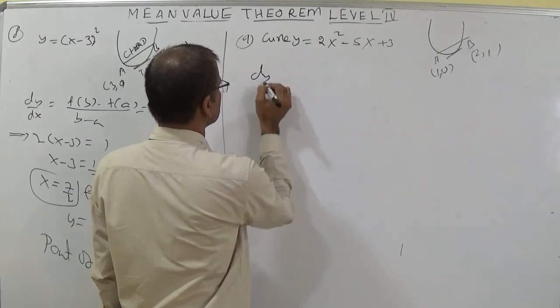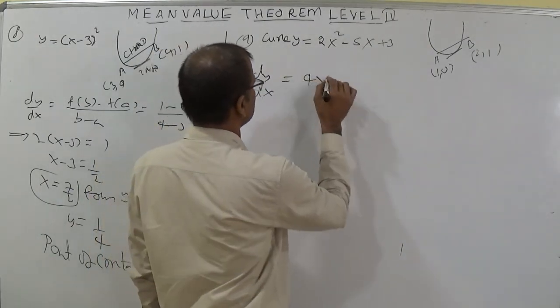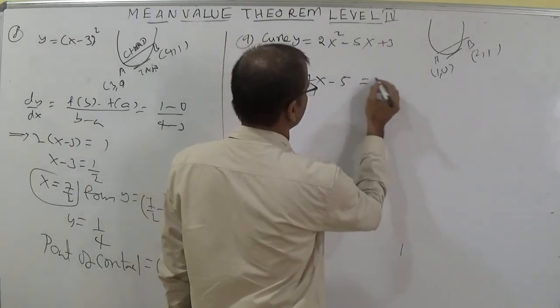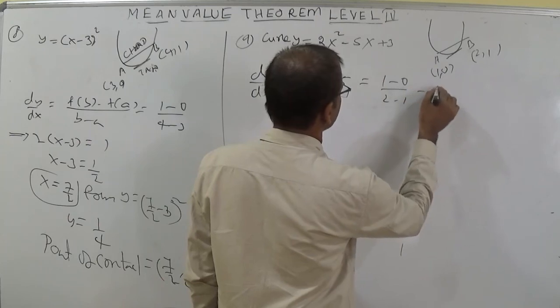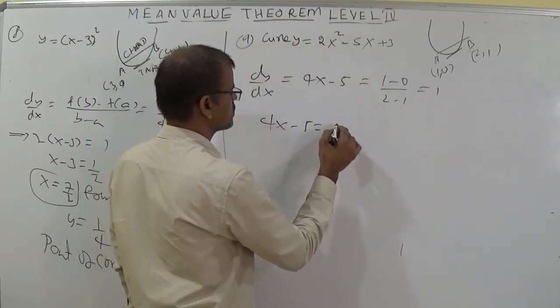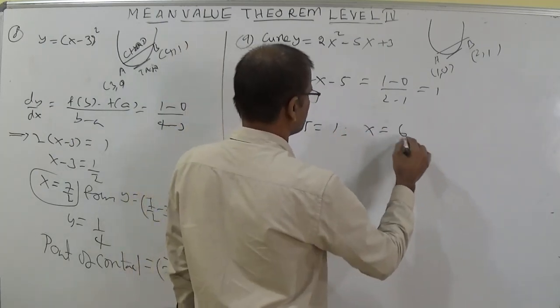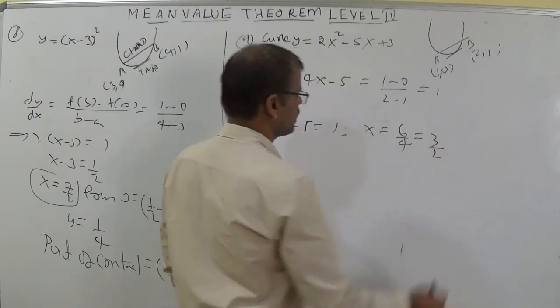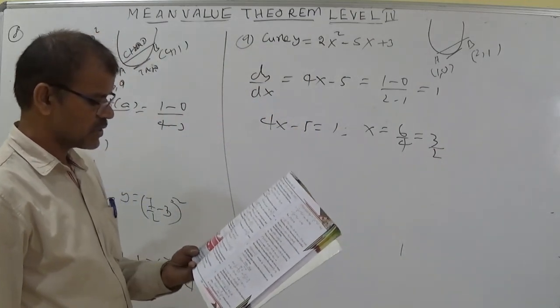So in the same manner, dy by dx is equal to 4x minus 5, that is equal to the slope, 1 minus 0 by 2 minus 1, that is equal to 1. So you can write here 4x minus 5 equal to 1. x is equal to 6 by 4. The value 6 by 4 you can write as 3 by 2. x is 3 by 2.